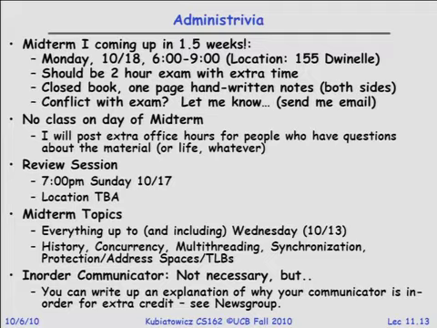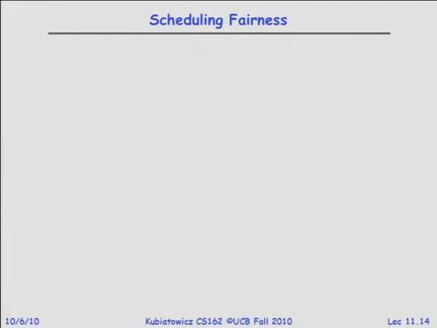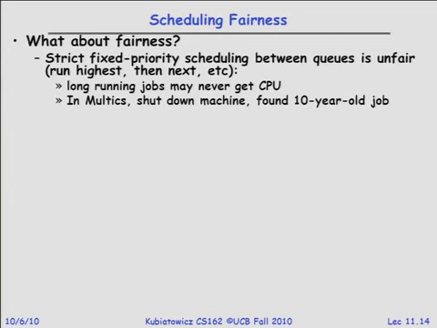So let's finish up scheduling fairness. We kind of indicated that fairness is not always what you want, and part of the reason is you don't always know what fairness means. For instance, a strict fixed priority scheduling between queues is unfair: run the highest, then the next, et cetera, because the long-running jobs may never get CPU. There's actually a tale, which I believe is true but maybe a little apocryphal, that when they finally shut Multics down, there was a job that had been there for 10 years and not run. Perhaps that's apocryphal, but you get the idea.